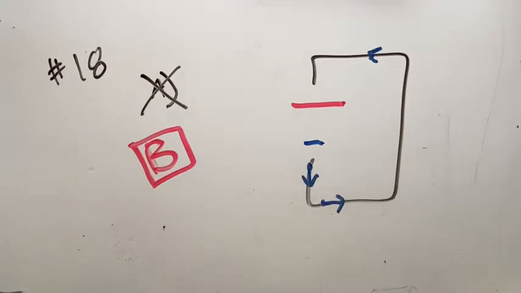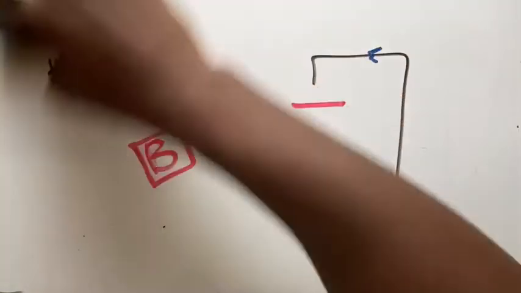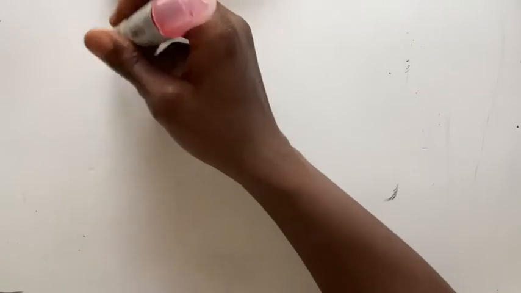All right, number 19. Number 19 says the electric current in a copper wire is normally composed of ions, electrons, or protons, right? Number 19.